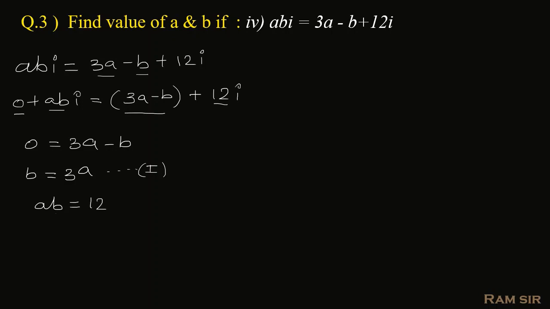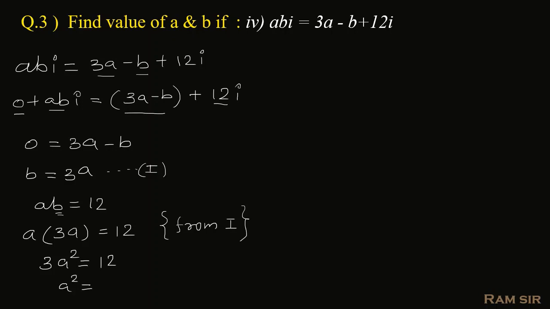But the value of b which we obtained in equation number 1, we can substitute here. So we get a multiplied by b, and the value of b is 3a, which is equal to 12. Before writing the next step, from where we can write down this value of b, as a reason we will write down from 1. So next step, 3a multiplied by a gives you 3a square is equal to 12. So a square is equal to, after dividing by 3 on the right, we get 4.